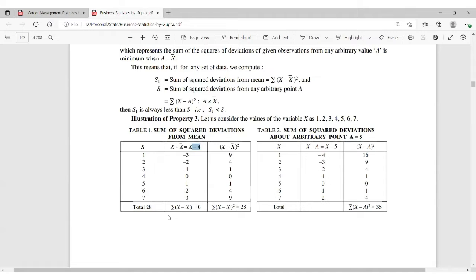If other than 4, if I take 2, or you take 2, 8, 100, 1000, lakh, 10 lakh, whatever, it always comes to be more than this number. The minimum always comes with the mean. Is it clear? Yeah.